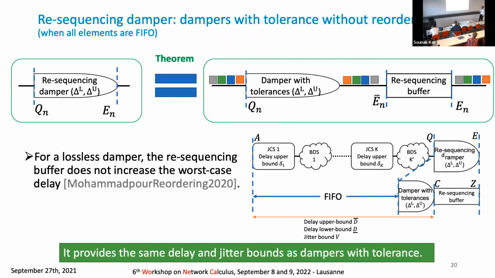So simply what we could see here is that if we model the resequencing damper with tolerance and resequencing buffer, it actually is the same delay and jitter bound as the one with damper with tolerance. So the FIFO constraint does not really affect the delay and jitter bound.